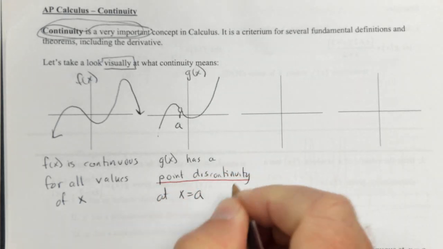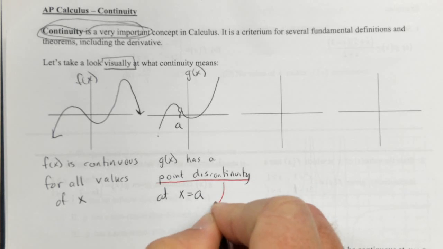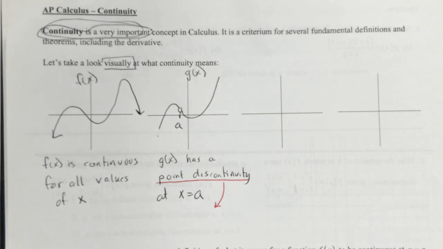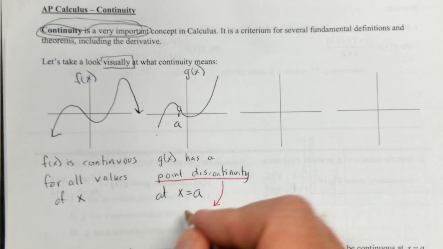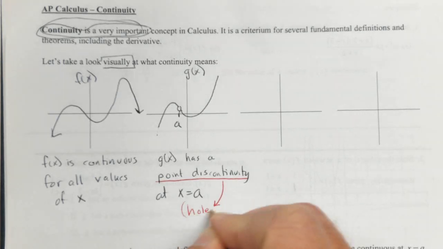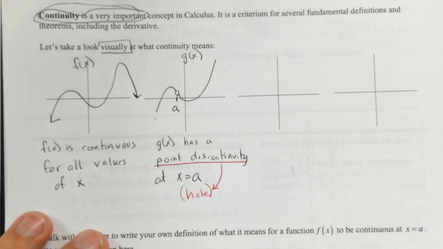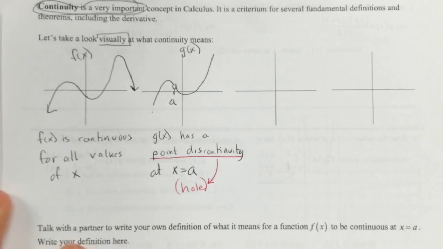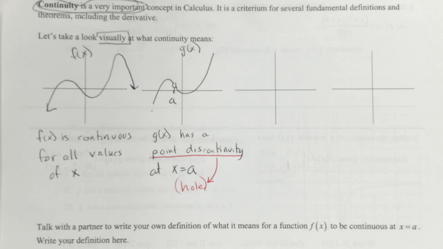Point discontinuity has a simpler name that we've used before. A hole. That's the same thing. Why don't you just call it a hole? Well, you could, but if we're talking about continuity, we would call it a point discontinuity.